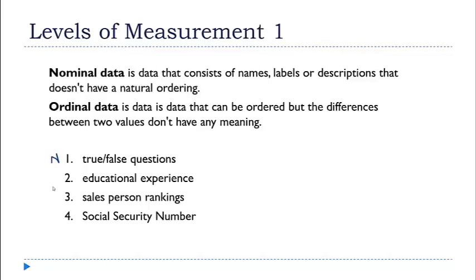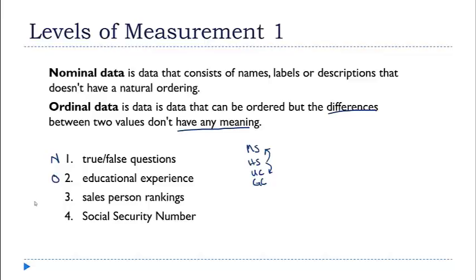When we talk about educational experience, we mean things like middle school, high school, undergraduate college, graduate college. These are values that can be sorted or ranked. For example, a high school diploma is higher than a middle school diploma, but lower than a college degree. However, there's no way to define the difference between a high school diploma and an undergraduate degree, or an undergraduate degree and a graduate degree. That's what the definition of ordinal means when it refers to difference not having any meaning. So educational experience would go into the ordinal category.